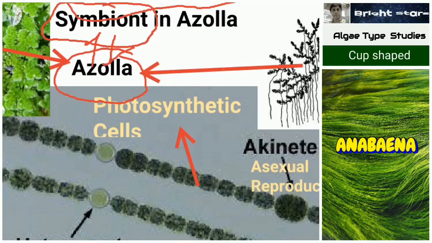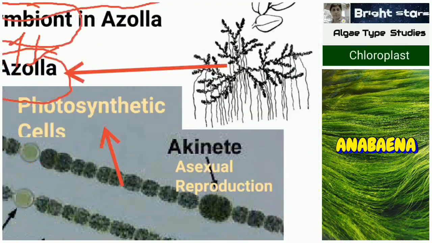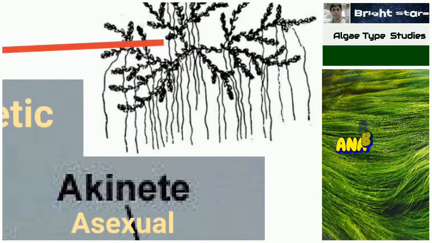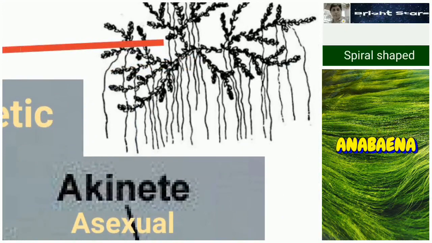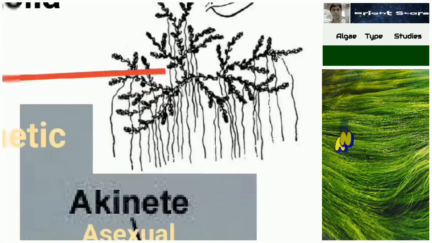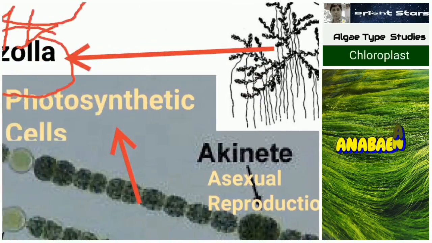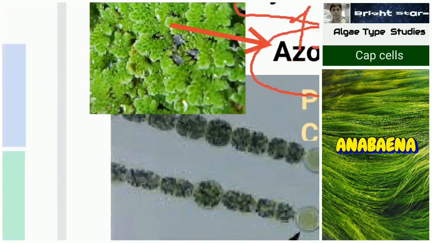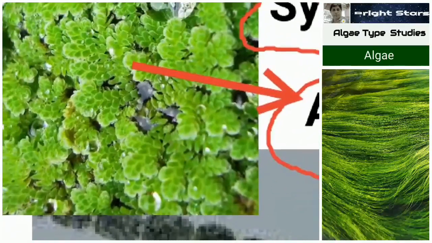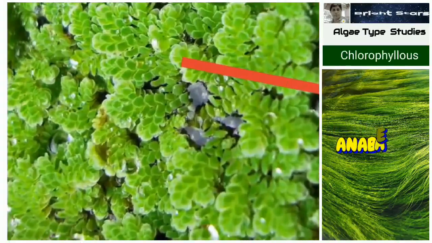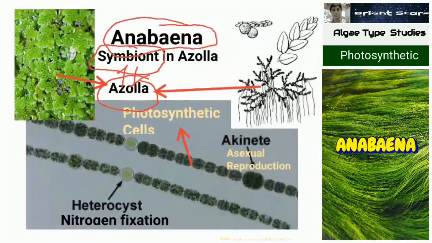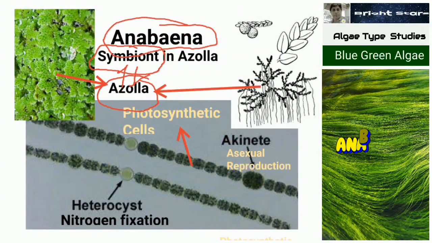Here you can see, this is the pteridophyte. This is a non-flowering plant. In this pteridophyte, Anabaena lives. Here you can see, this is where the blue-green algae Anabaena lives. In Azolla, Anabaena lives.